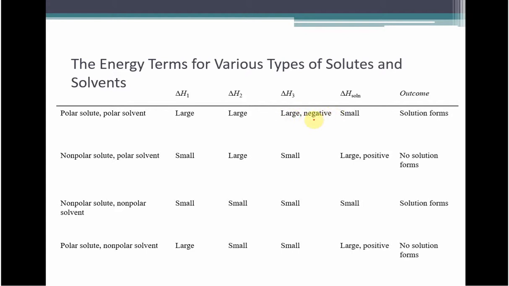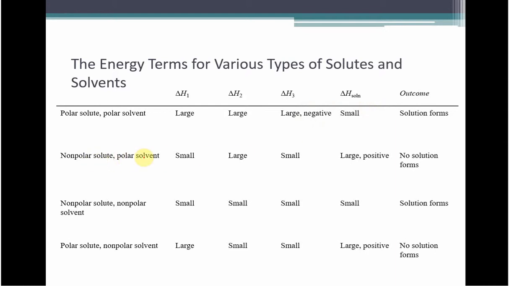Negative means it's leaving, it's coming out, you're gaining that. And so your overall delta H of solution is going to be negative. You're going to be stable to form that solution. It's going to be a small negative because of large energy input eating up some of your profits here. But in general, it's going to form a solution.